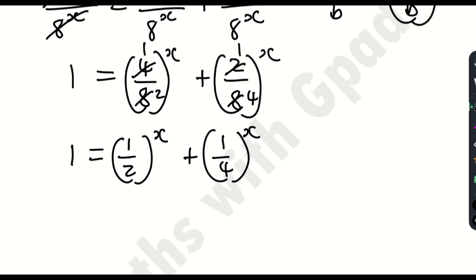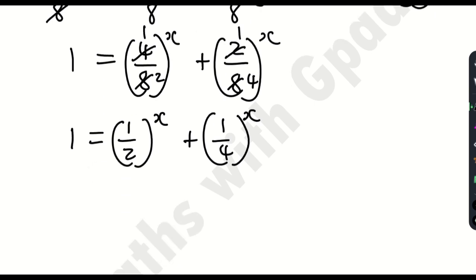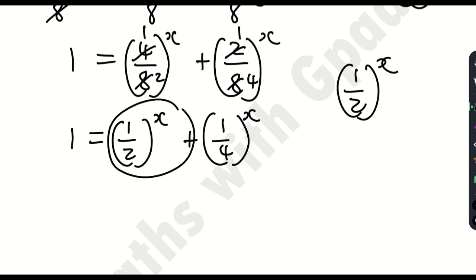Now, what I want to do is to try as much as possible to make what I have in the bracket the same, or I want to ensure that I have 1 over 2 all raised to the power x consistent both here and here. But the little challenge we have now is that this is 1 over 4. So what do we do? How can we rewrite 1 over 4 and express it as a power of 1 over 2?